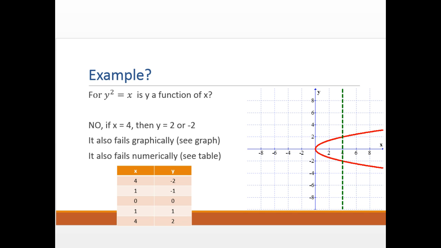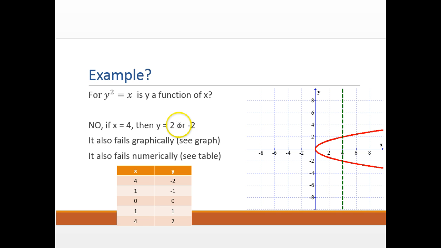If we look at an example of something that's not a function, we have y squared equals x, and we ask, is y a function of x? Clearly it's not, because if x equals 4, I have multiple values of y, 2 or negative 2. And we know we cannot have an input produce two distinct outputs. Remember, for one input there has to be a single output.